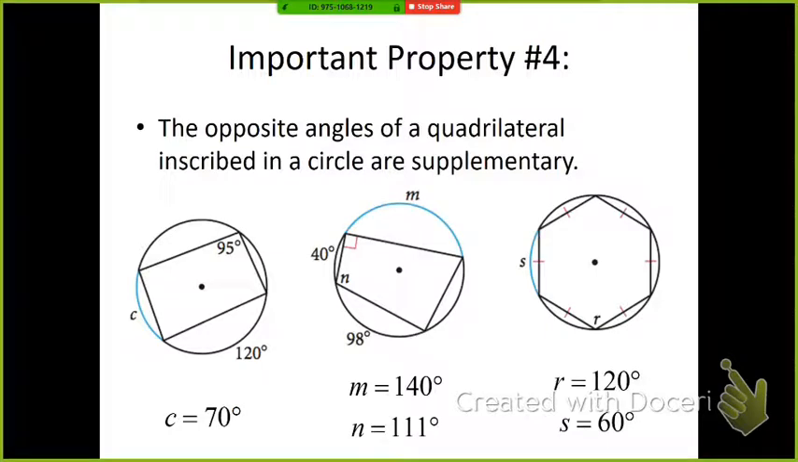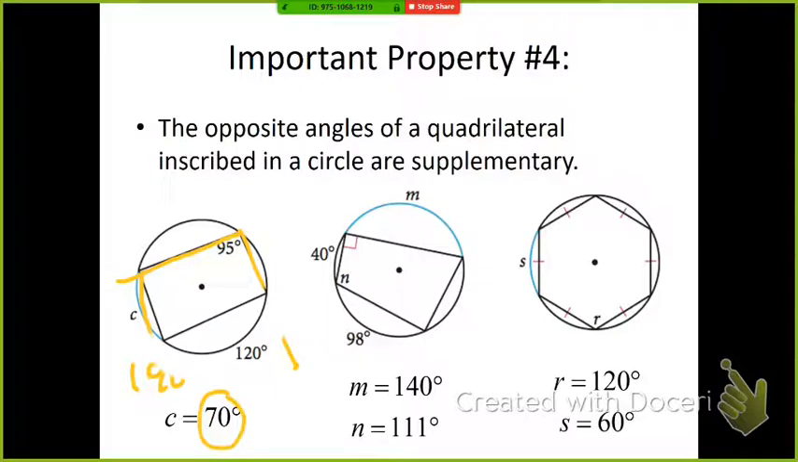Okay, so this first one, C is going to be 70 degrees. That's because if you know that this inscribed angle is 95 degrees, this arc is going to be double it, so that's 190. Then when you subtract this part, which is 120, you're left with C, which has to be 70 degrees.